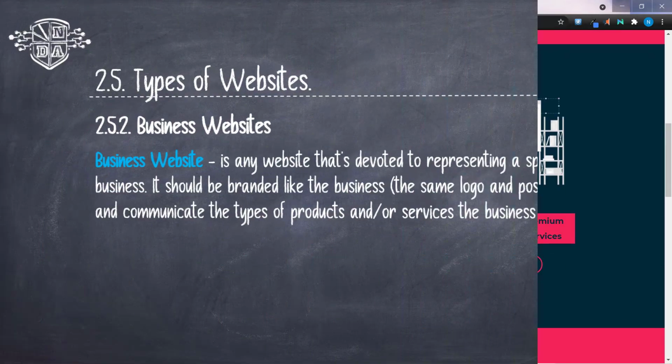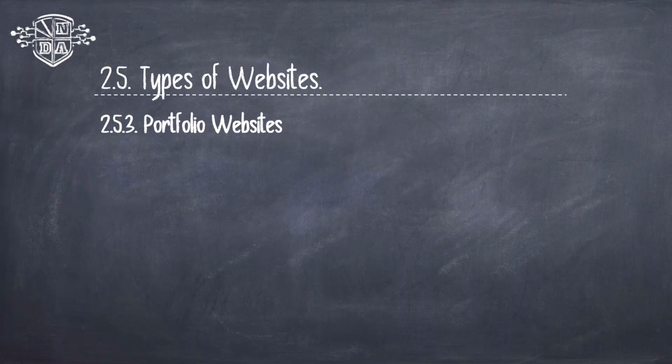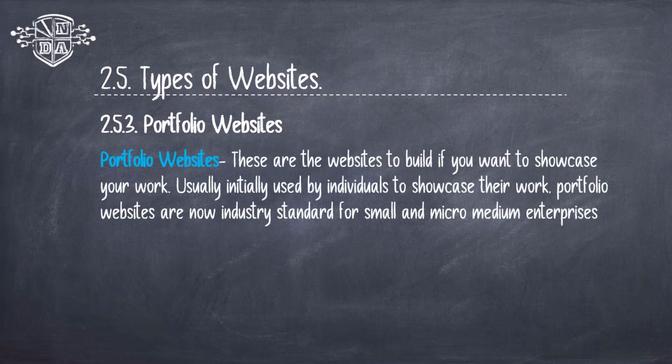The second type of website that we want to look at is what we call a portfolio website. So portfolio websites are built if you want to showcase your work. Portfolio type of website is usually used by individuals who want to show what they are currently doing. So portfolio websites are industry standard for small and micro medium enterprises. A portfolio site is an ideal website if you want to be able to direct potential employers or clients to your work or your previous work, so that you can urgently get hired. Pages include the homepage, about us, blog, products and services, and contacts.